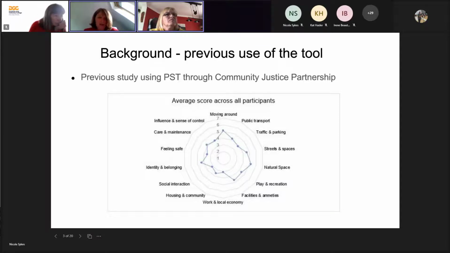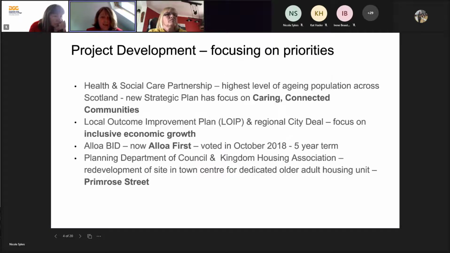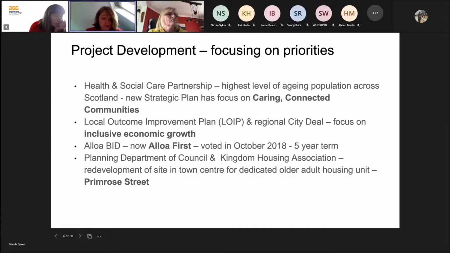The next time we moved on, having carried out this research with the local community partnership, we're keen to expand the work. Again, I'm not getting it moving, Nicola. Could you do the next slide? Sorry, there's one missing. Yes, that's right.